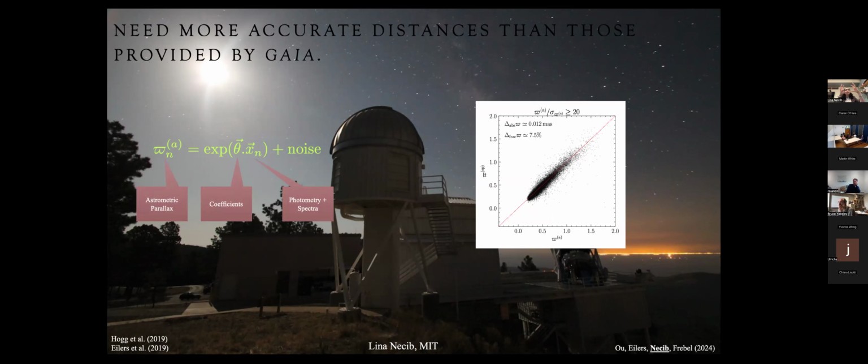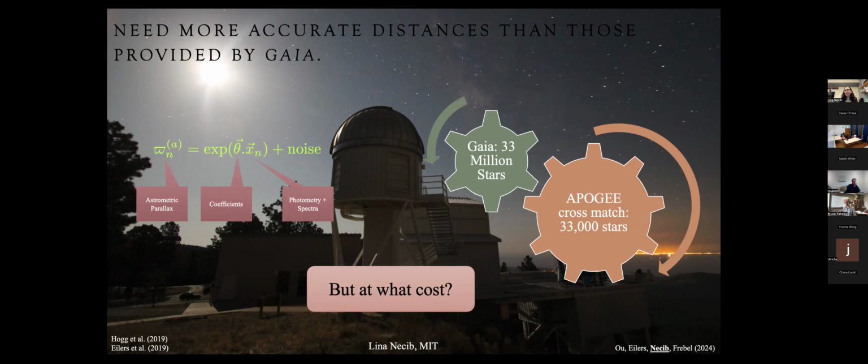And we tried to put this into a model where we predict the coefficients to correct the parallaxes that Gaia is measuring. And indeed, it does work pretty well. The unfortunate thing, of course, is that it comes at a cost. And the cost is that we go from the 33 million stars that Gaia has down to 33,000 stars because we're using the high resolution spectrum from APOGEE.